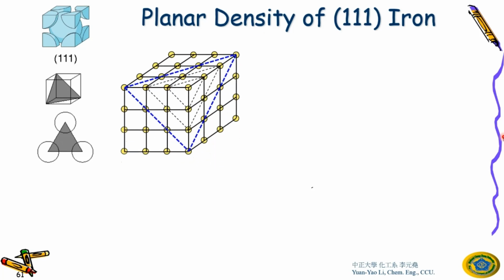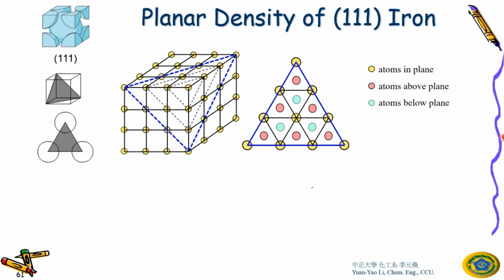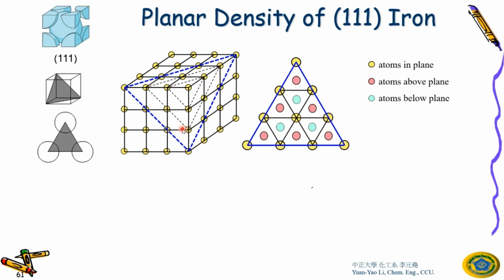So let's take a look at the three-dimensional view of this. This is a little bit complicated, so use your imagination. Okay, I want you to remember this. If you take a look at this, this is the plane of the (111), plane of (111). So if you think of this, you know, the dashed blue line here, this one represents this sphere. Okay, this one.